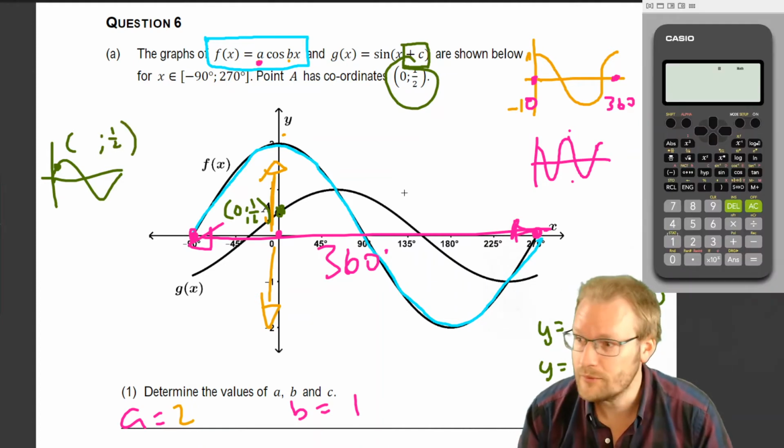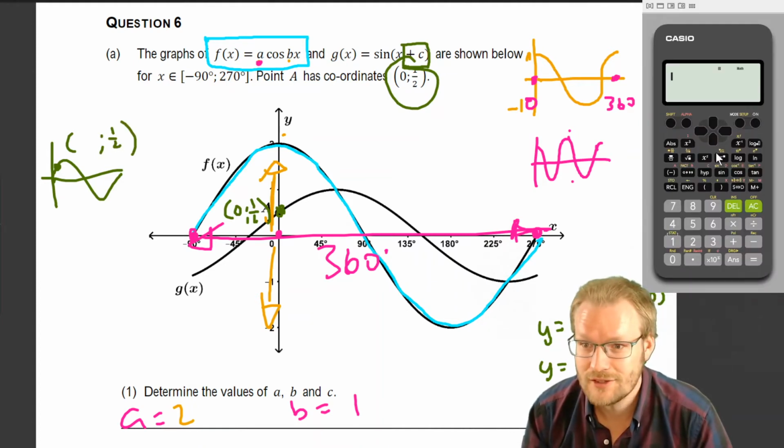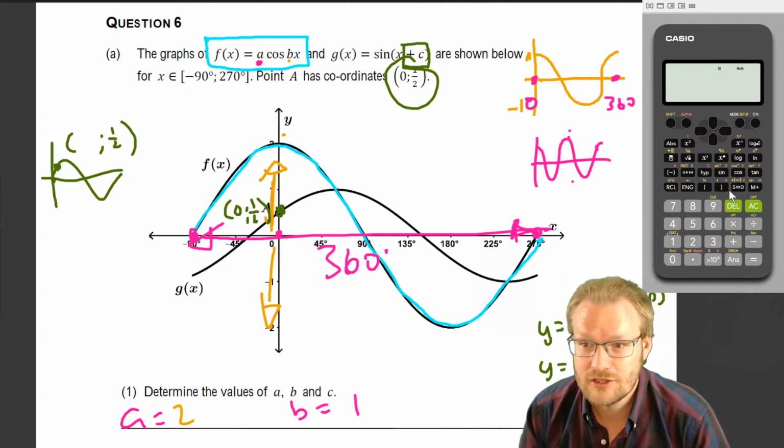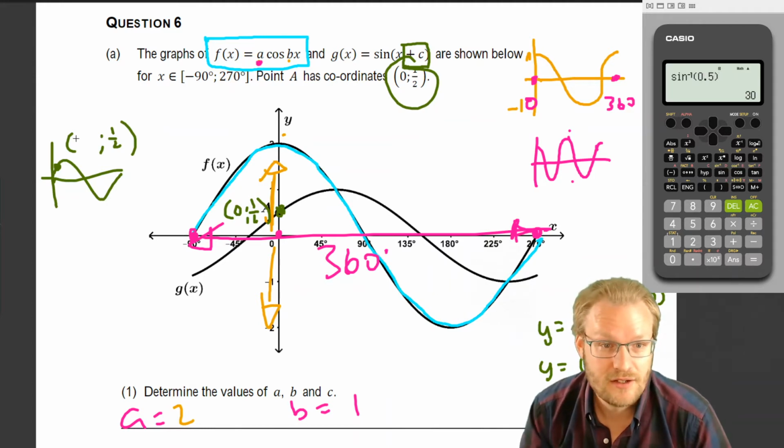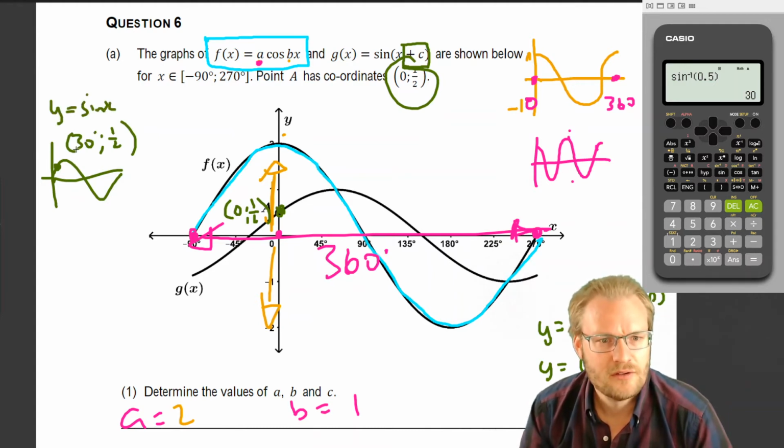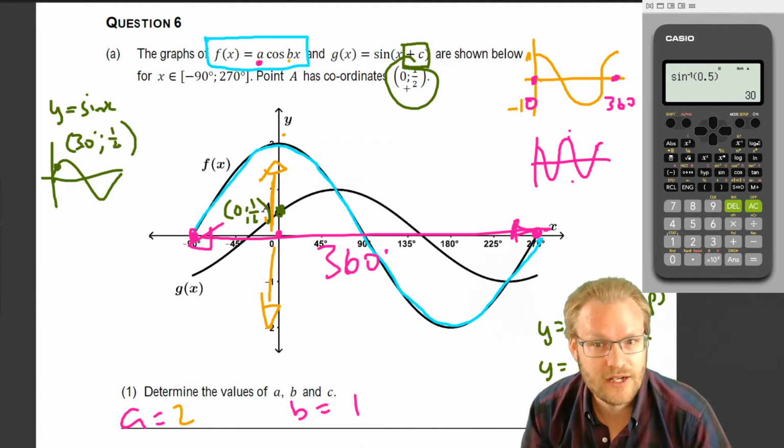Where's Brendan? Where are you? Yes. No. So when would it be a half? Well, let's just shift, a half is at 30 degrees. So if we looked at y equals sine x, we know that it will go through a half at 30. This one here goes through a half at 0, so it's moved left by 30 degrees.